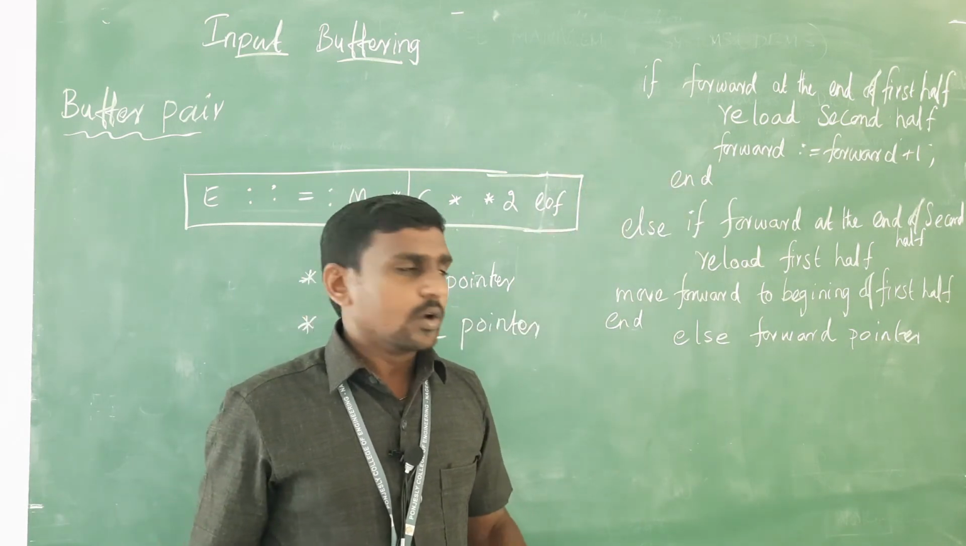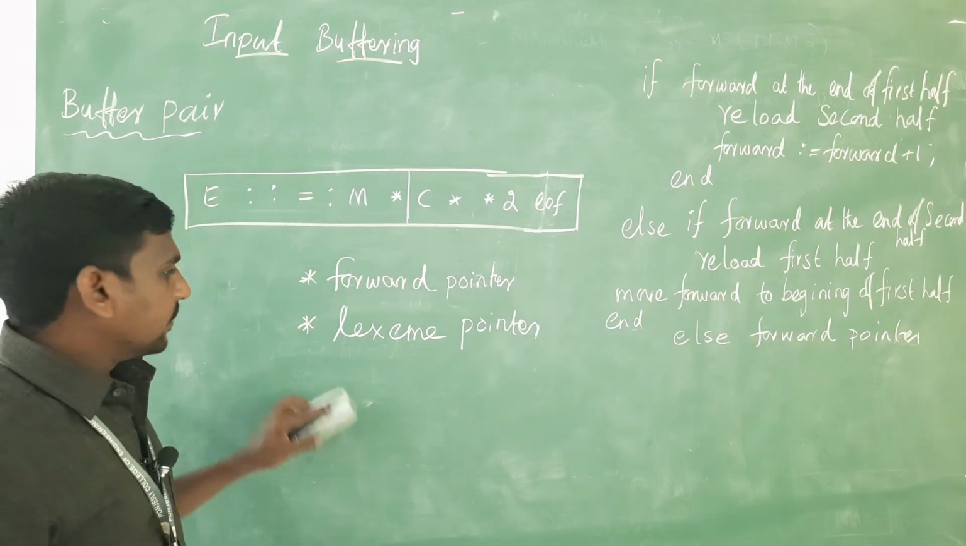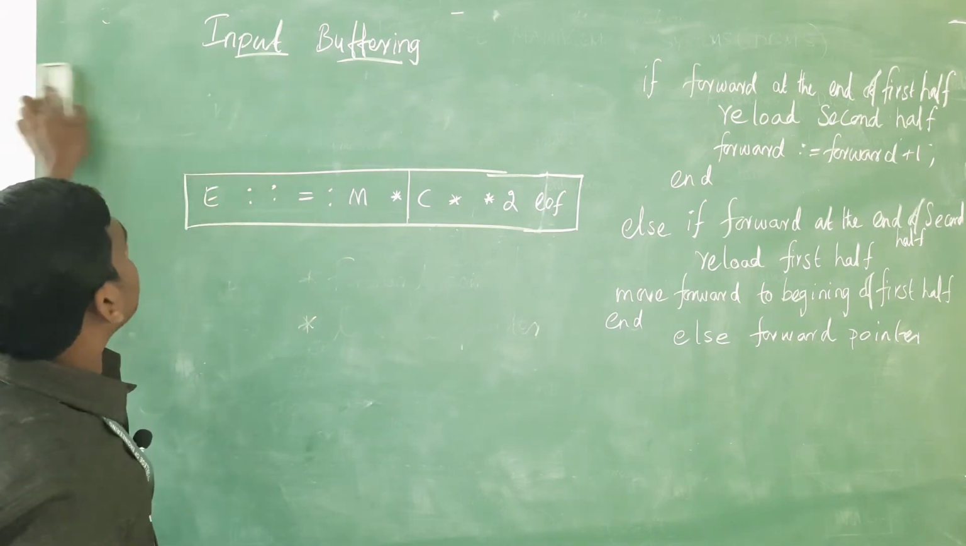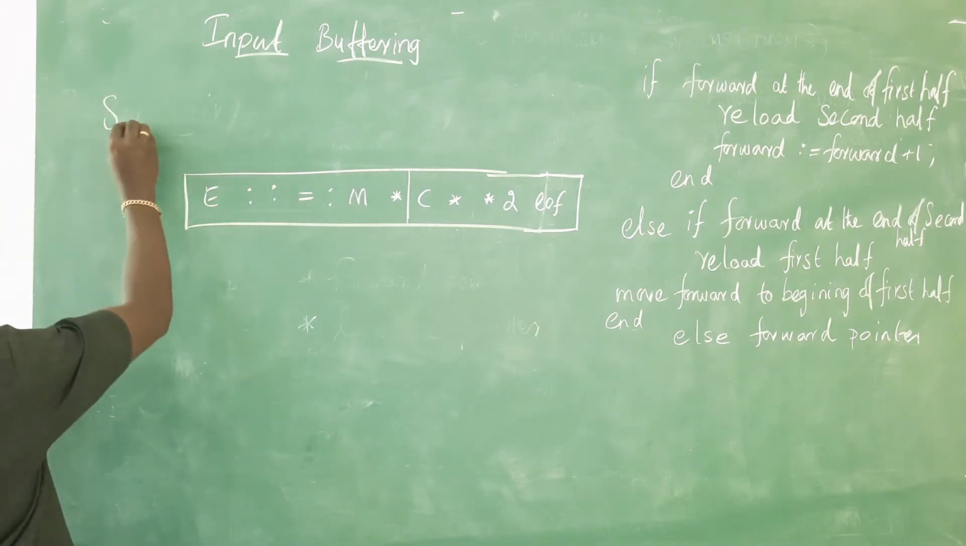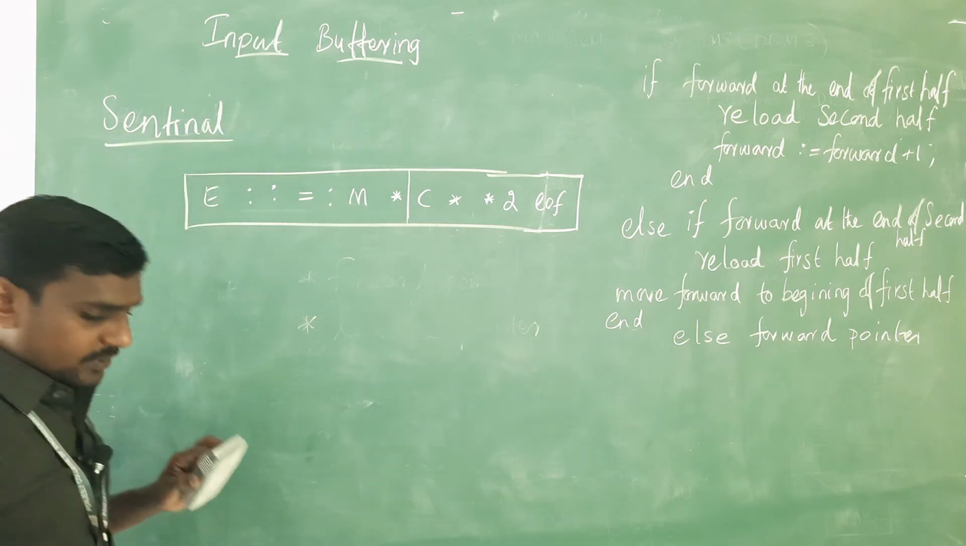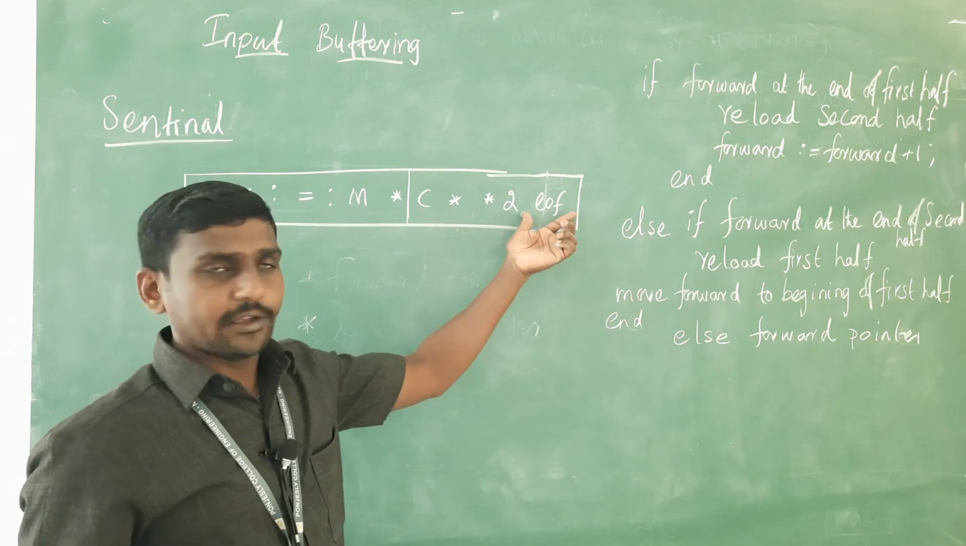Clear? Okay, so this is the buffer pair. Next one is sentinels. The second buffering technique is sentinels. Sentinel means it is a special character, that is EOF.